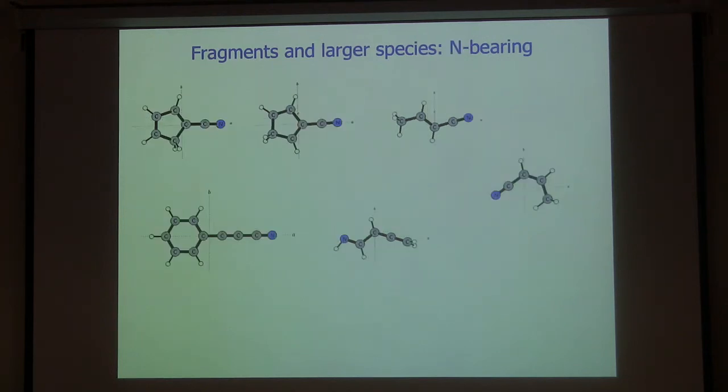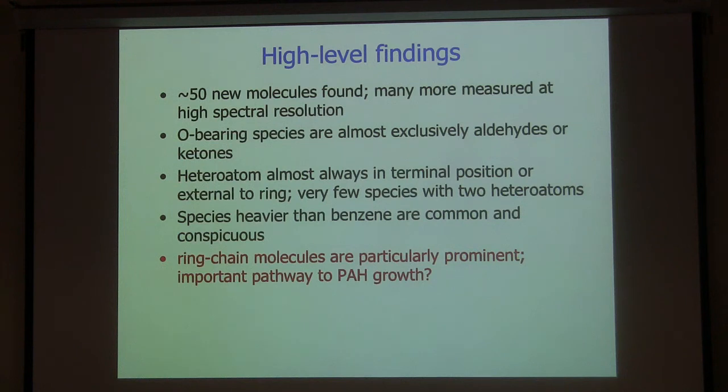And then we've seen various nitrogen. Again, I didn't show them all here. You see the phenylcyanobenzene here. We've seen these 5-membered rings with a CN group, kind of analogous to benzonitrile. And we've seen others as well. So we've in total probably seen 50 new molecules, and these are not including the ones that we've yet to assign. And we've measured many, many more at high resolution.